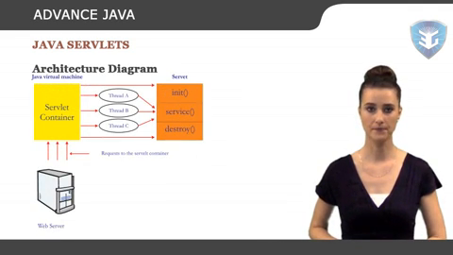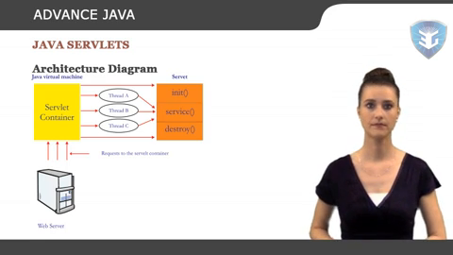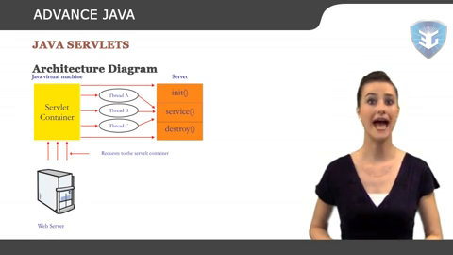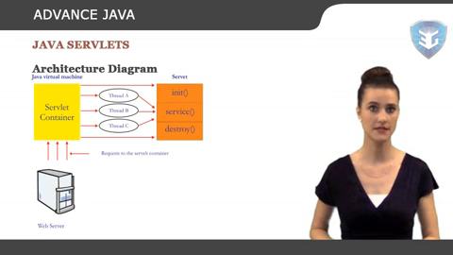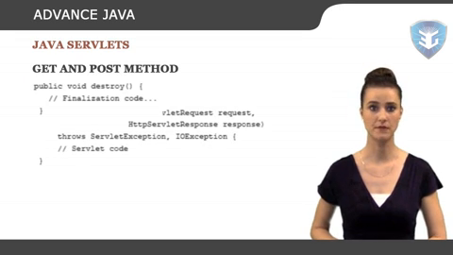Architecture diagram. First, the HTTP requests coming to the server are delegated to the servlet container. The servlet container loads the servlet before invoking the service method. Then the servlet container handles multiple requests by spawning multiple threads, each thread executing the service method of a single instance of the servlet. Let's now have a look at the get and post methods.